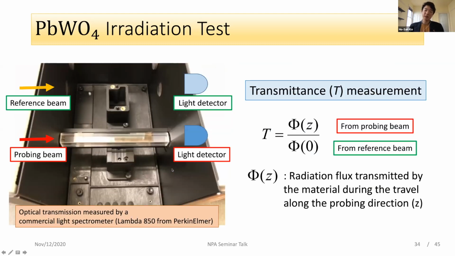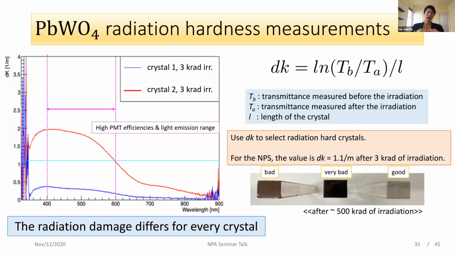And we use transmittance to quantify the radiation change. Transmittance is the radiation flux ratio between the light that probed the material and the light that probed the air. And to categorize a good crystal and a bad crystal, we use this delta K value, which is a logarithmic ratio between the transmittance measured before the irradiation and after the irradiation.